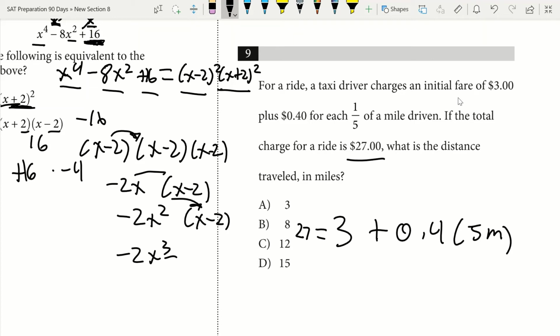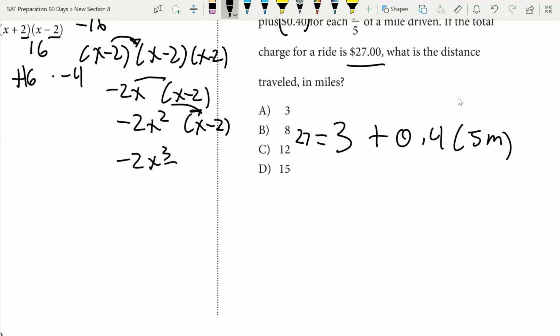All right, well, if we're charging 40 cents for every 1/5 of a mile driven, well, if we wanted to convert that to how many miles we're going to have, then we're going to need to multiply 0.4 by 5 and then multiply this by 5 as well. And that's going to give us that 1 mile, that 5 over 5. Each mile is going to cost that 5 times that 40 cents. So we see that that's going to give us $2, right?